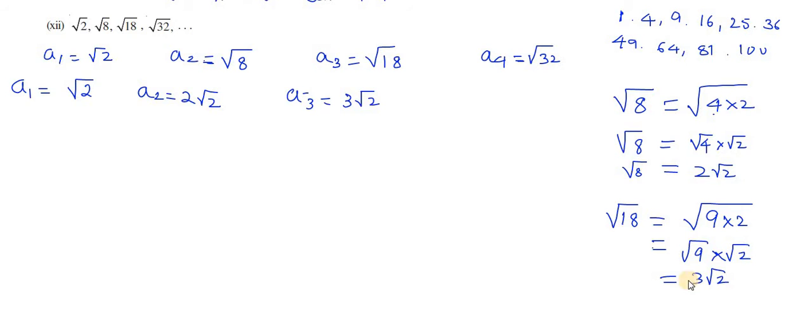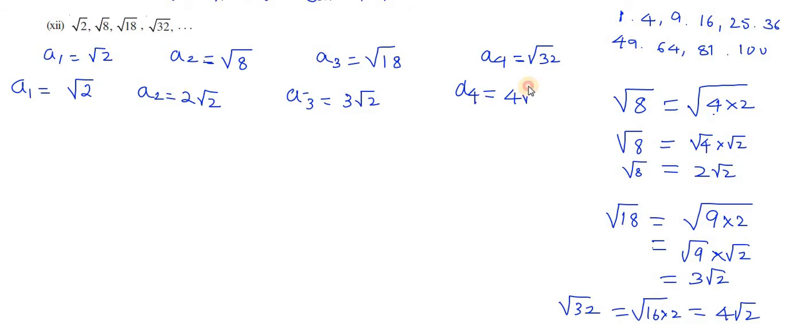And next, square root of 32. Yes, you tell me, how to do this. Square root of 32. Yes, it is nothing but we can write it as 16 times 2. Why? Because 16 twos are 32. 16 is a perfect square. Perfect square of what? 4. So you can write it as 4 root 2. So here a4 is equal to 4 root 2.